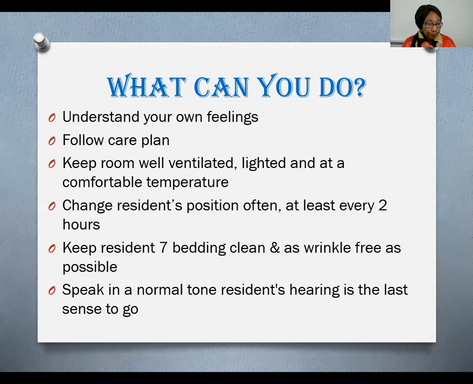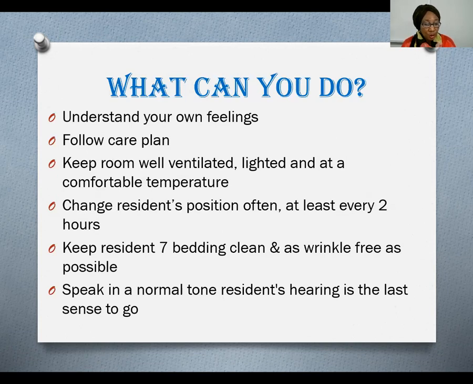What can you do? Try to be understanding of your own feelings. Follow the care plan. Keep the room well ventilated, lighted, at a comfortable temperature. Change residents' position often, at least every 2 hours. Keep resident beddings clean and as wrinkle-free as possible. Remember, wrinkled sheets can easily contribute to rapid skin breakdown.